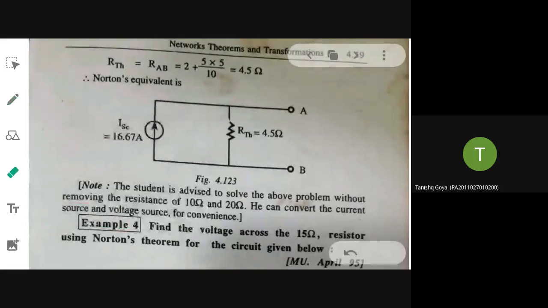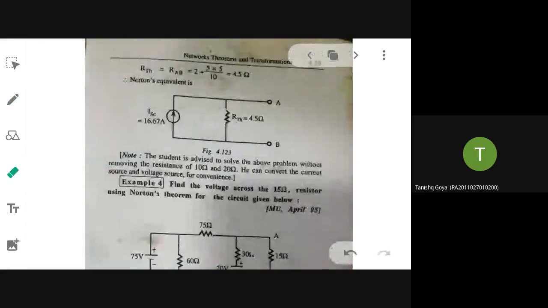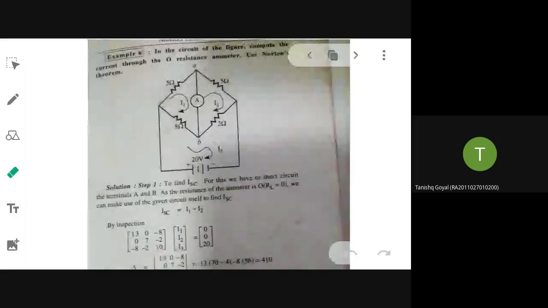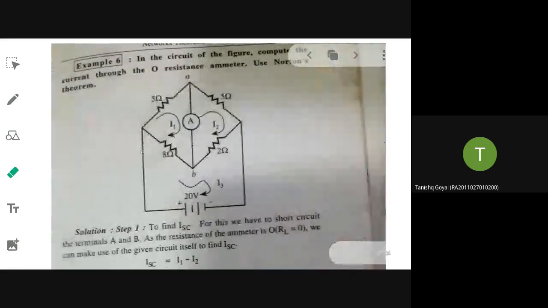The next problem is also of the same pattern only. So I am skipping that problem. So now we will see one Wheatstone bridge problem. What does this problem say? There is one circuit that is given which resembles a Wheatstone bridge, and what has been asked? You ought to use what theorem again?